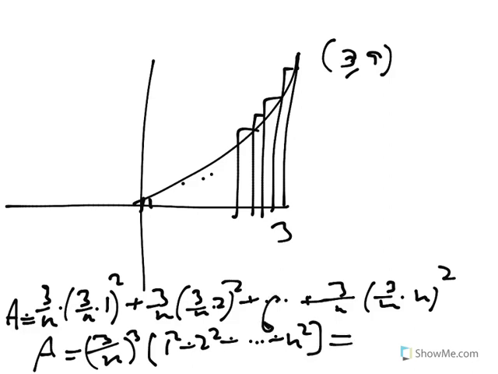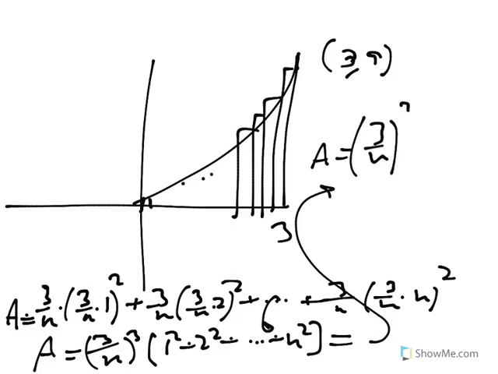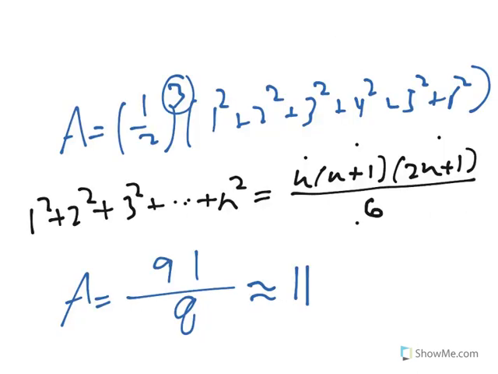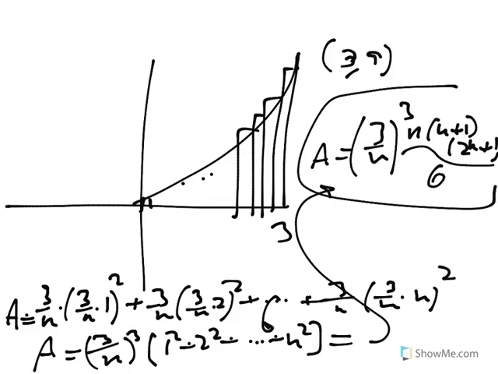But we have a formula for this, so let's just move over here. It becomes 3 over n to the third times n plus 1 times 2n plus 1 over 6. Now for that formula I could put any value of n I want. If I want to know what happens with 6 rectangles, I put 6 in for n, and I'll end up with this 11 point something.